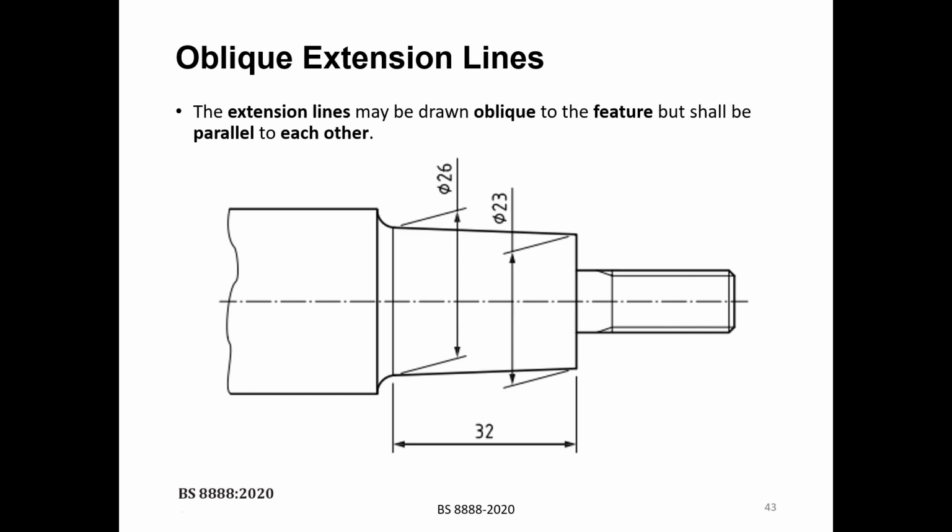Extension lines could be oblique, but if you choose to do that, they should be parallel. For example, if you were to define this diameter using these 2 extension lines and chose oblique extension lines, they should be parallel. This one and this one are parallel to one another, and the dimension between them shows the diameter. And for example, these 2 as well are parallel to one another, and they define the diameter between this point and this point.